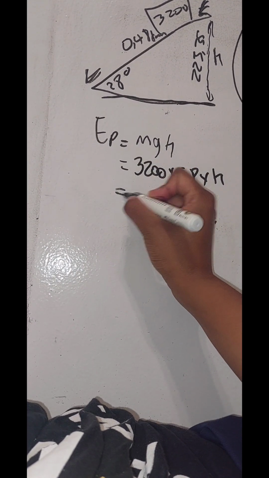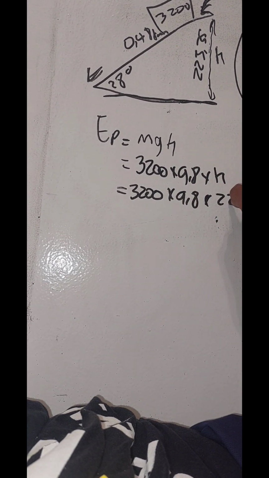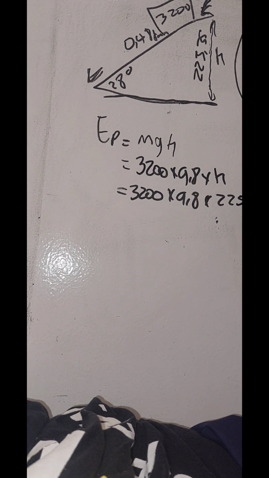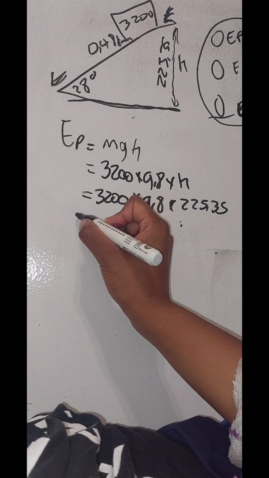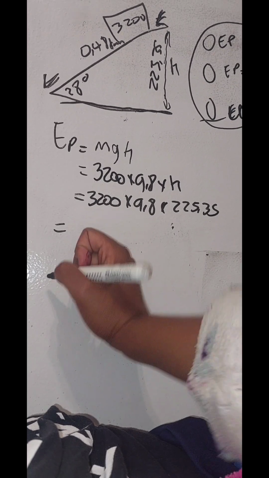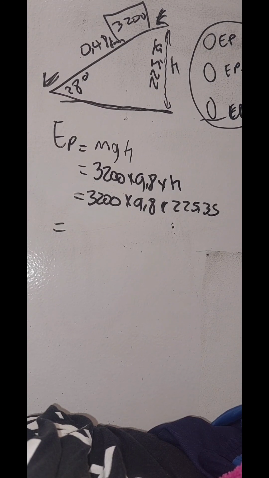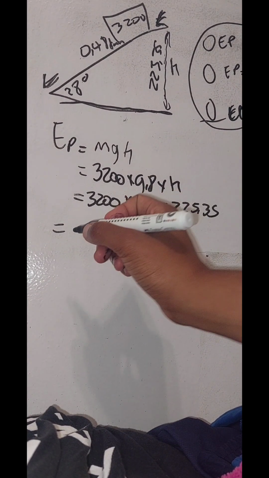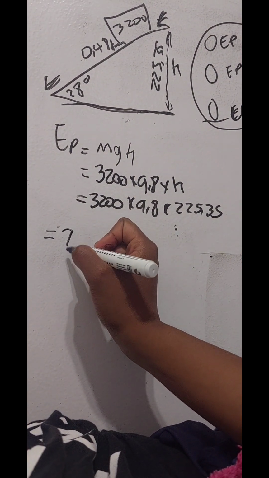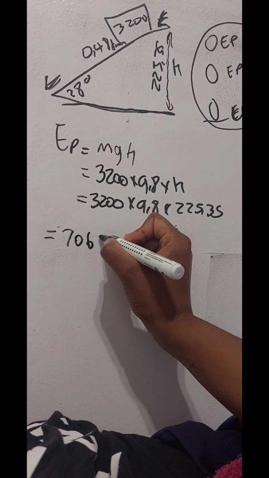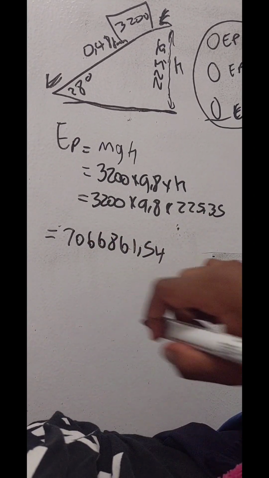Okay, so it's going to be 3,200 times 9.8 times 225.35, right? Calculate it for me. I get my answer to be this long answer, 7066861.54, right? Which is what?